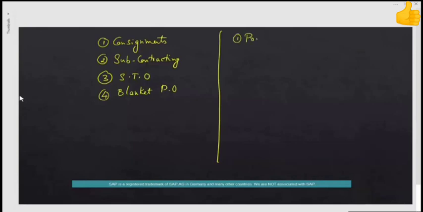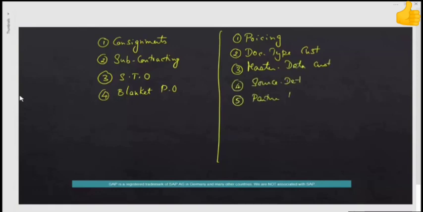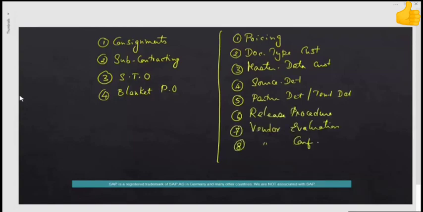We have not seen pricing. We have not seen document type customization. We have not seen master data customization like vendor master, material master. We have not seen source determination, partner determination, text determination, and we have not seen the release procedure, vendor evaluation, vendor confirmation, version management. So these are important topics that we are yet to see. And these are all part of purchasing.